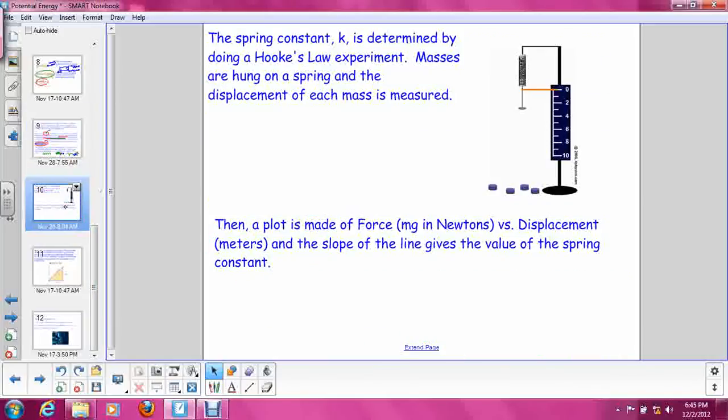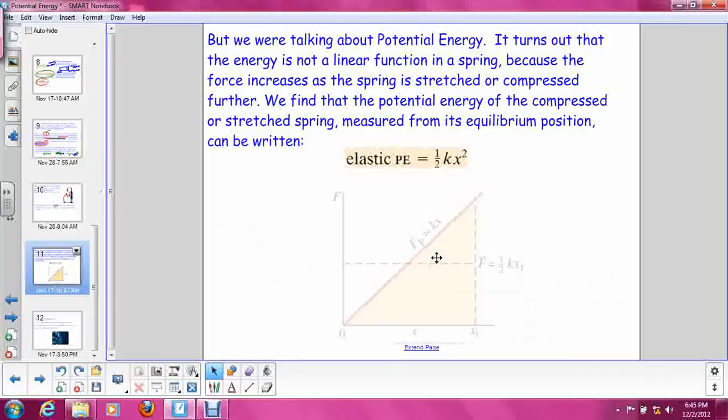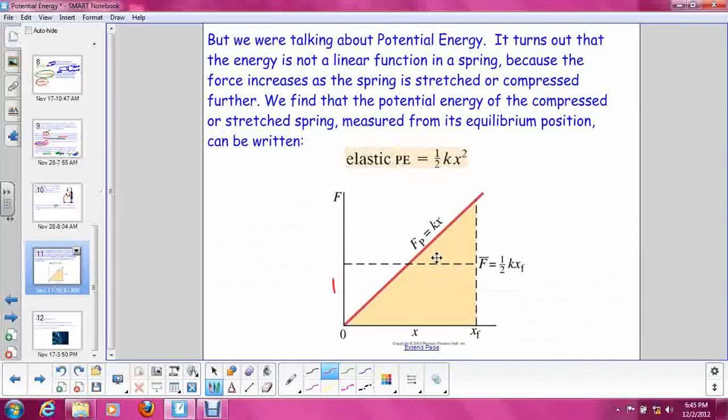The spring constant is usually determined by doing a Hooke's law experiment, and you should be familiar with this since we did it last week. Masses are hung on a spring, and the displacement of each mass is measured. So the mass will go up here on this spring, and how much it displaces gives you the displacement. Then a plot is made of force and displacement. And remember, the force that the mass pulls down on the spring with is going to be its weight, and weight is mass times acceleration due to gravity, 9.8. The slope of this line gives us the value of the spring constant. So if we graph the force on a spring this way and the displacement this way, the slope of this line right here is the spring constant.